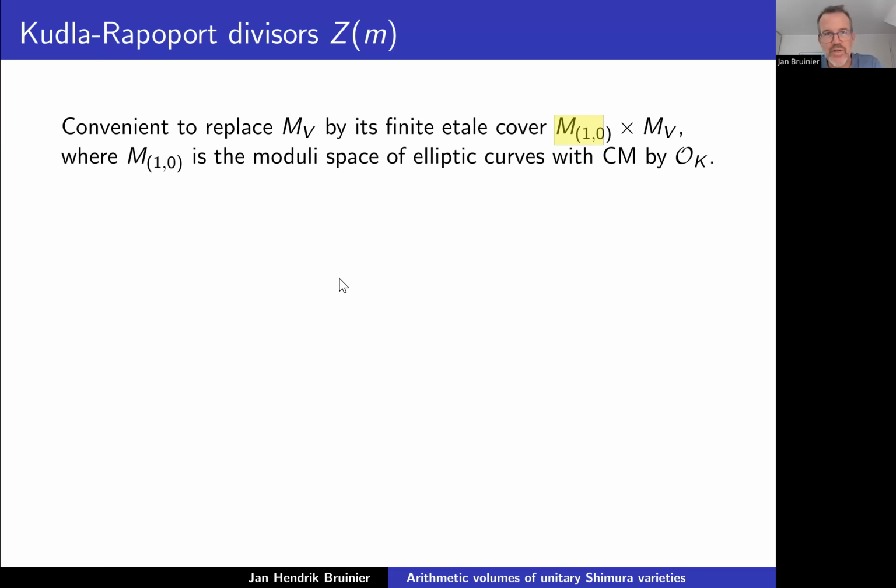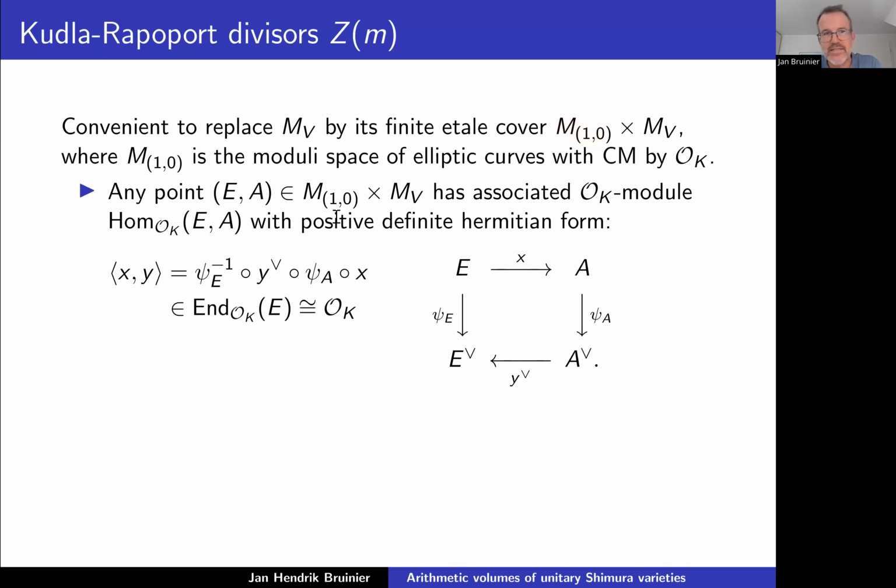And why do we do that? One reason is that on this finite étale cover, if we take a point in this space, given by a pair E, A, where E is a CM elliptic curve and A is a CM abelian variety, there is a natural OK-module associated with it called the Hom space, and these are the OK-linear homomorphisms from E to A. And on this space, there's a natural Hermitian form, and this can be used to define these Kudla-Rapoport divisors.